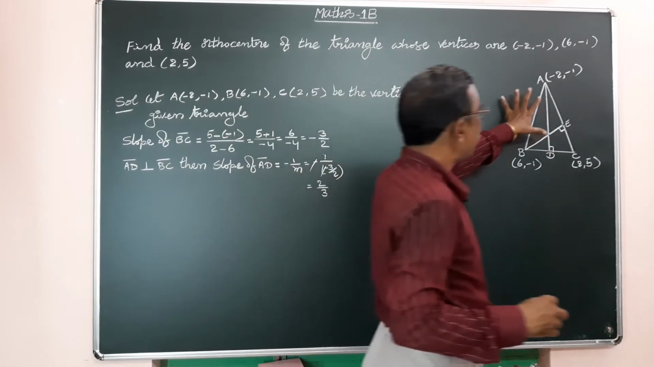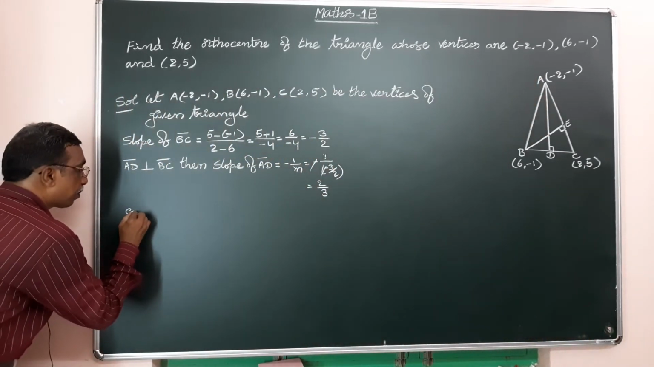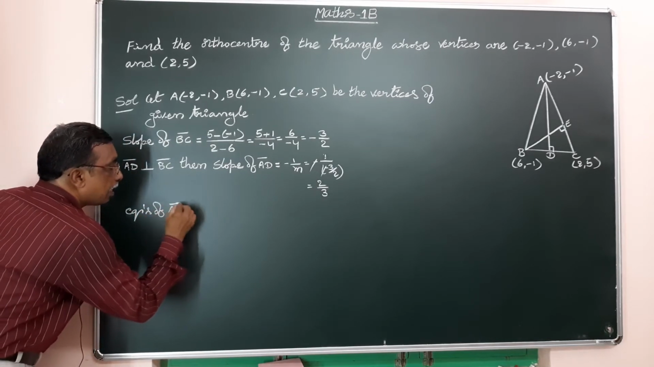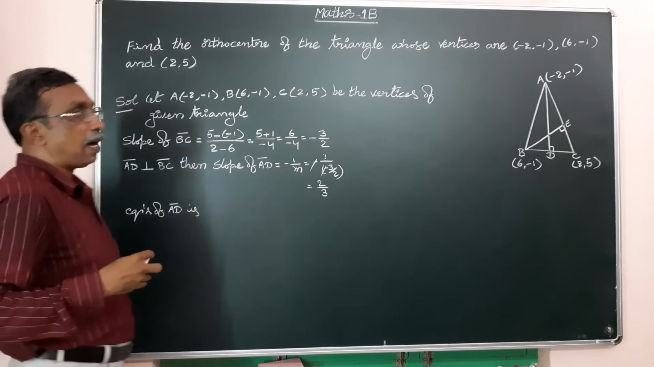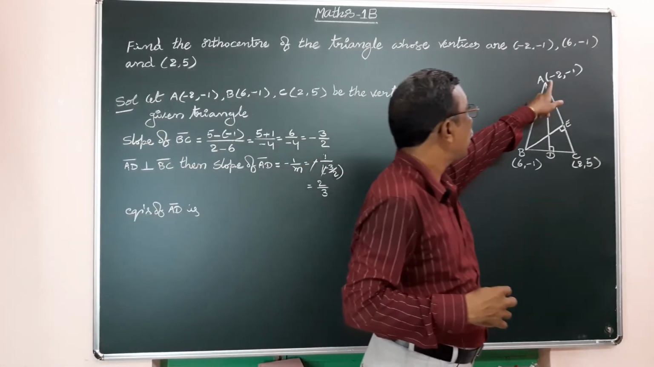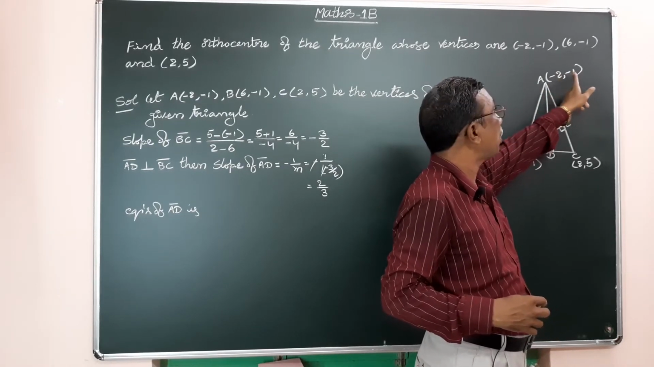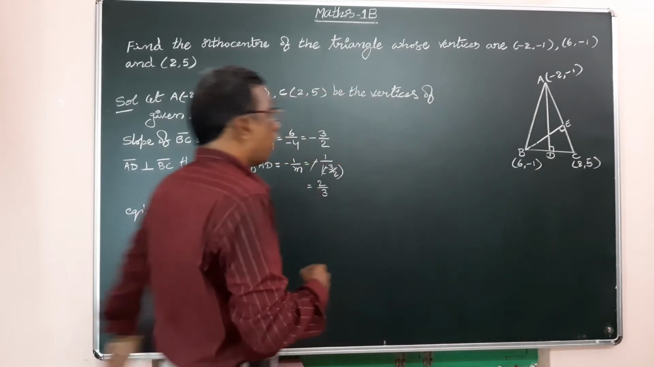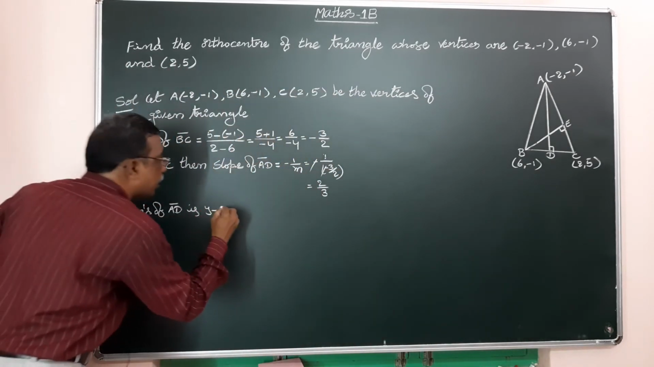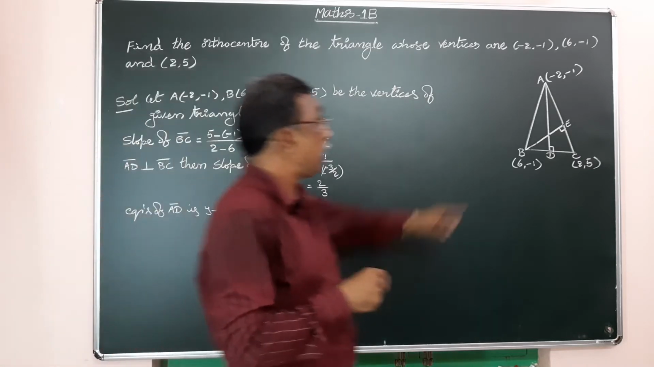Next we write the equation of AD bar. What is the formula? y minus y1 equals m into x minus x1. Now we consider this point as x1, y1. x1 is minus 2, y1 is minus 1. So y minus y1, y1 is minus 1, equals m, which is the AD bar slope.